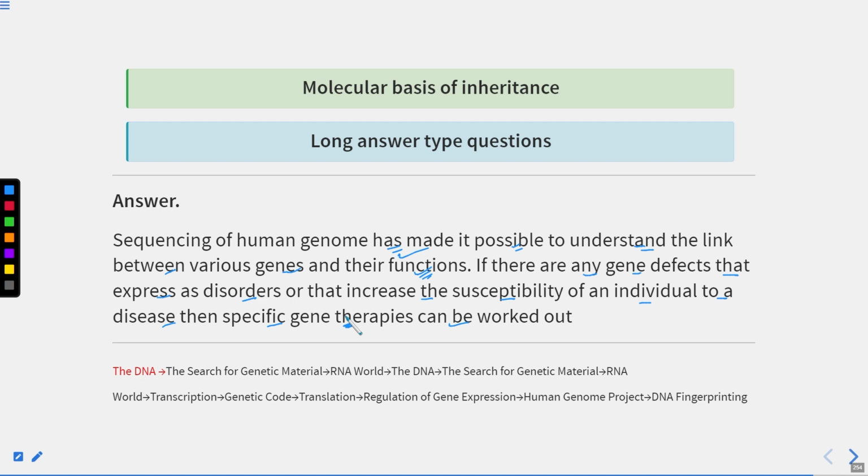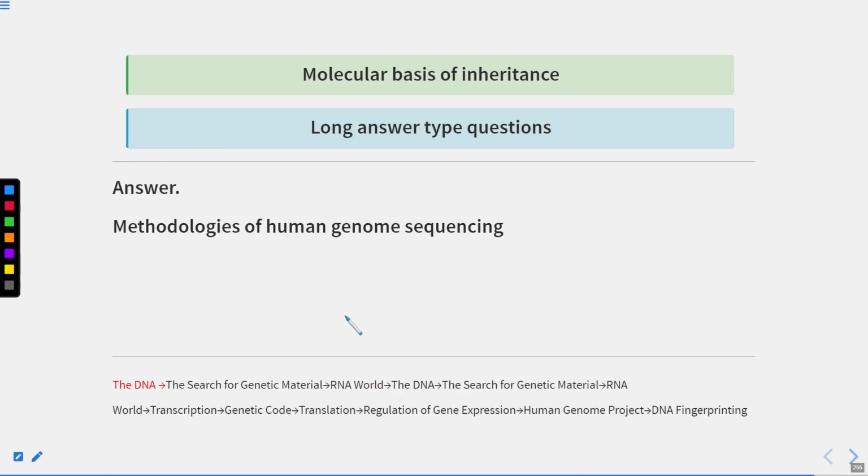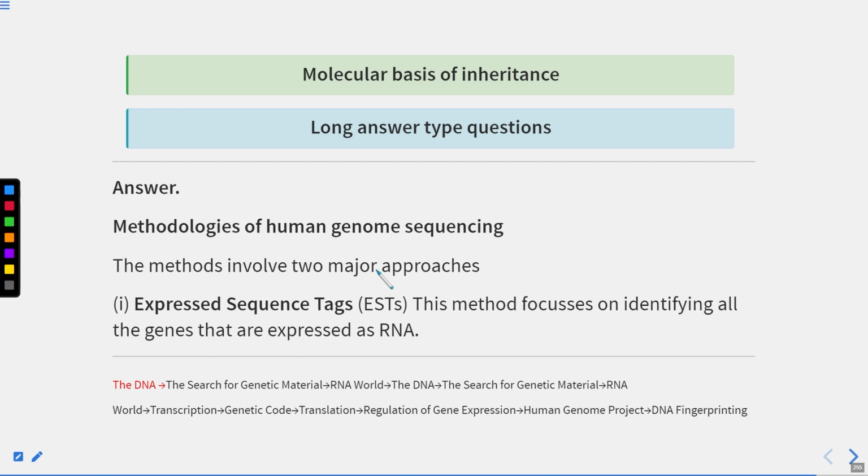If we know about the genome of a human, or if we have the information about the genome of the organism. Now, what are the methodologies of human genome sequencing? The following methods can be used. I have given you two major approaches for human genome sequencing.